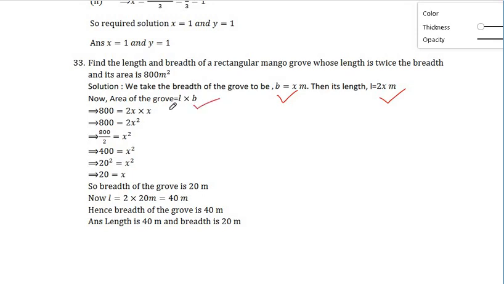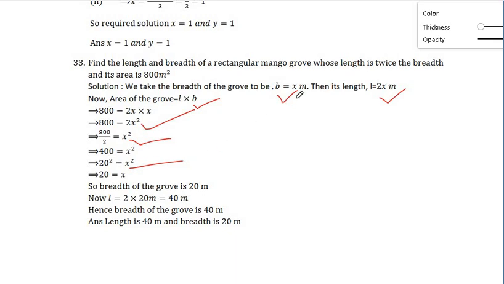Area is length into breadth. The area is already given as 800 meter square. Meter square will be cancelled from both sides. 2x into x is 2x square. So x square equals 800 divided by 2, which is 400. 400 is 20 square, and on the right hand side is x square. You can cancel this square because x is positive. x means the breadth.